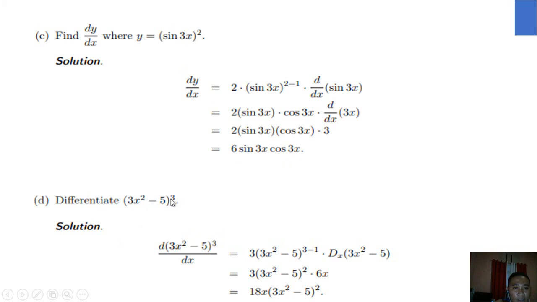How about this one? Differentiate 3x squared minus 5. So, this is 3 times 1, that is 3, minus 1. So, 3x squared minus 5 raised to the power of 2, times the derivative of nasa loob, which is 6x. Ayun na siya. That is 18x times 3x squared minus 5 raised to the power of 2.